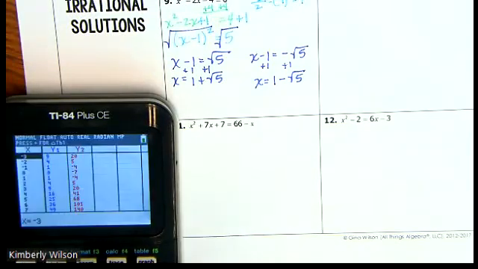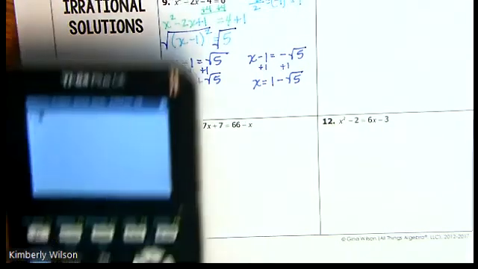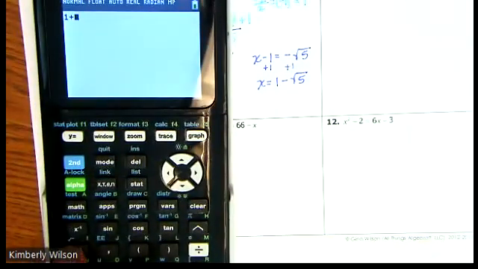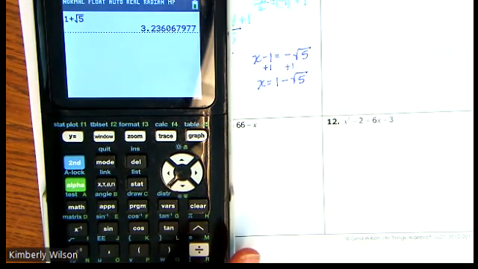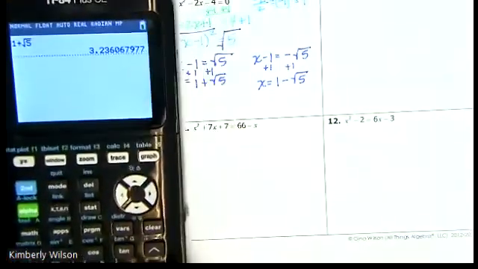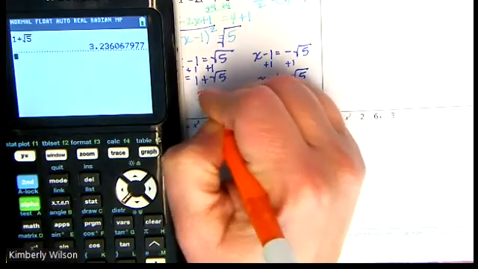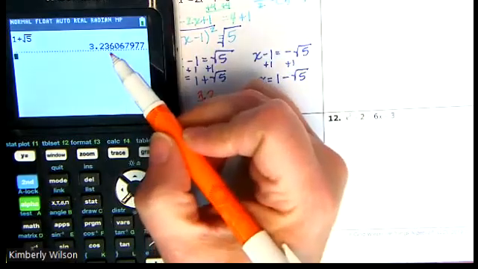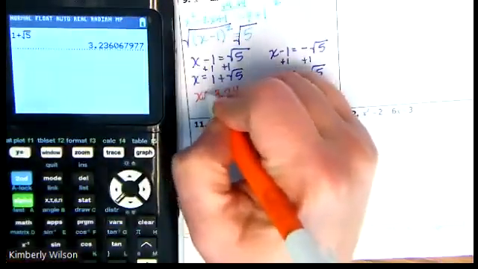Turn it on. Second quit to get to the screen. I'm going to clear all this other stuff out. And now I'm punching in 1 plus, now I need the square root. Notice the square root symbol is in blue. So I'm going to hit second square root. And then what's underneath there? A 5. So I hit the 5. Enter. Notice it's got this weird long decimal. So we're rounding to the hundredths. So therefore this is 3.2, I look at the 6 to round the 3 correctly, 4. That's what x equals here.